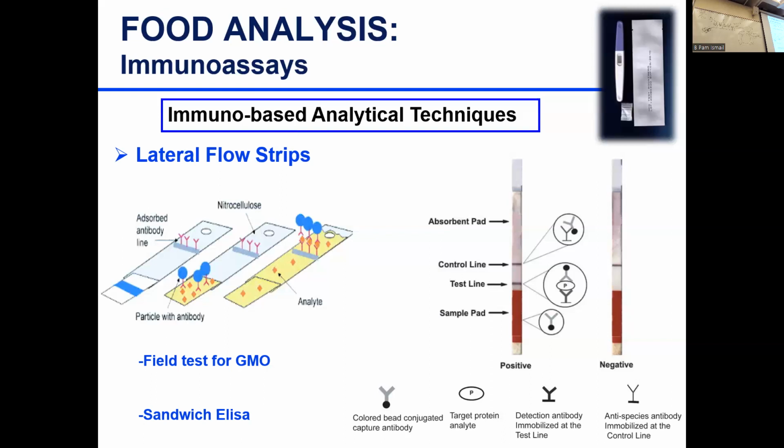Okay, it's a very common test for field testing of GMO, for example, in food analysis, because we care about food in this case. It's a quick test. You just do it on the field, and it is an example of sandwich ELISA.